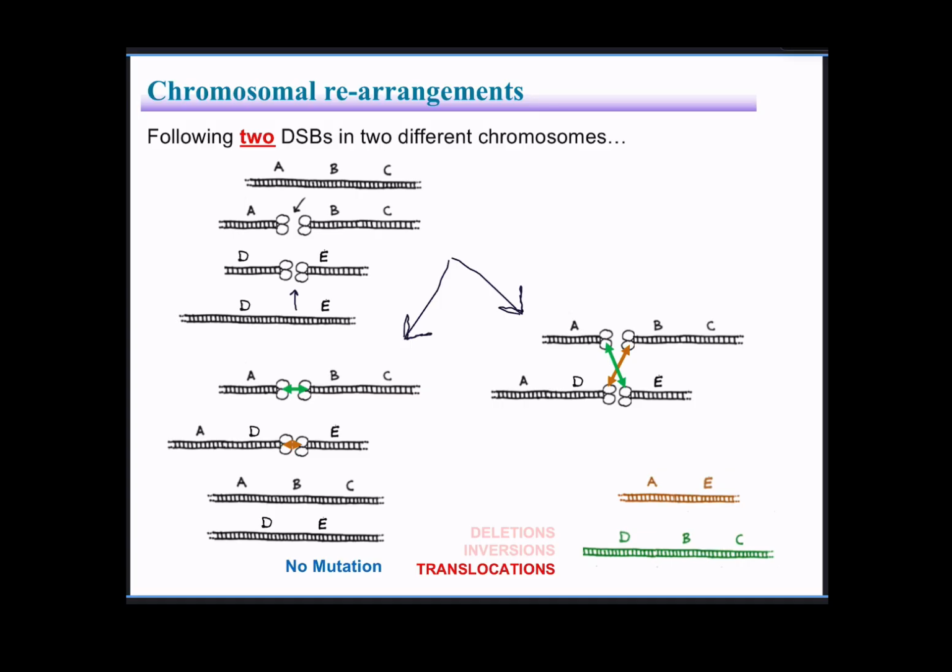Remember, there's nothing in DNA polymerase that can detect whether the sequence that it is replicating is normal or has been mutated somehow, including these translocations, deletions, inversions. DNA polymerase doesn't know any better, and it will make new copies of these mutant chromosomes.